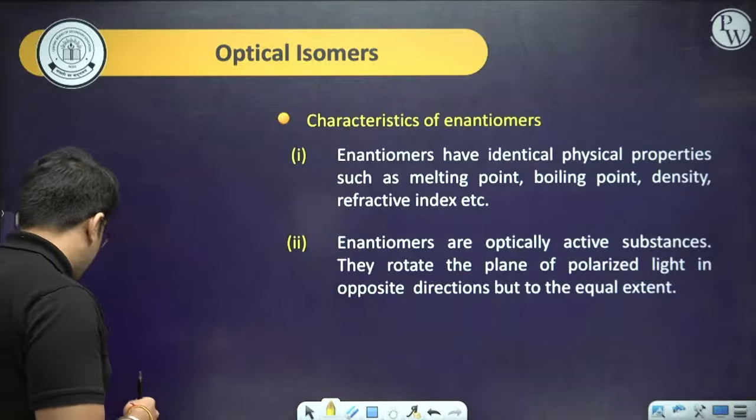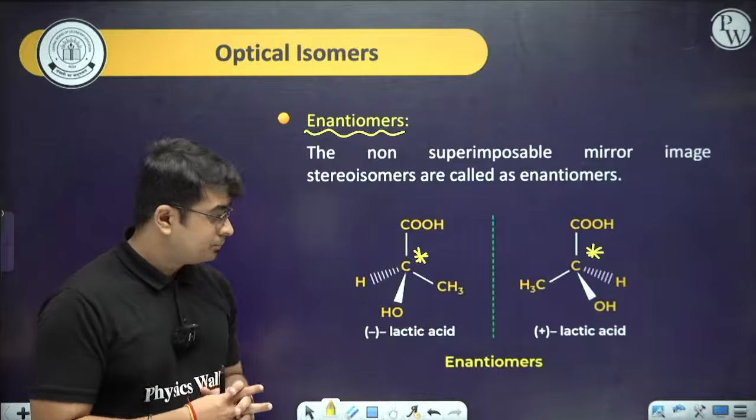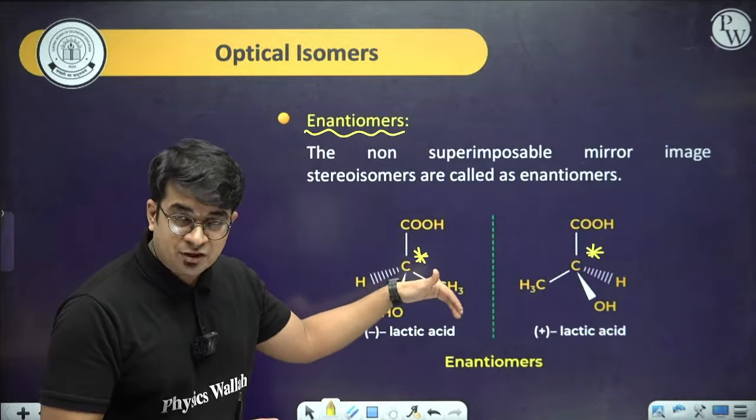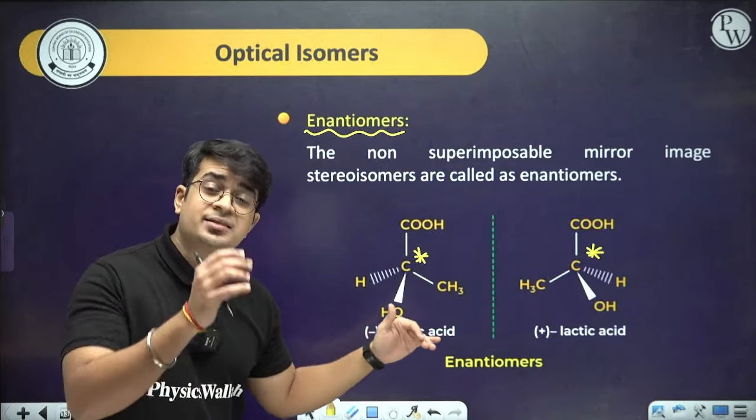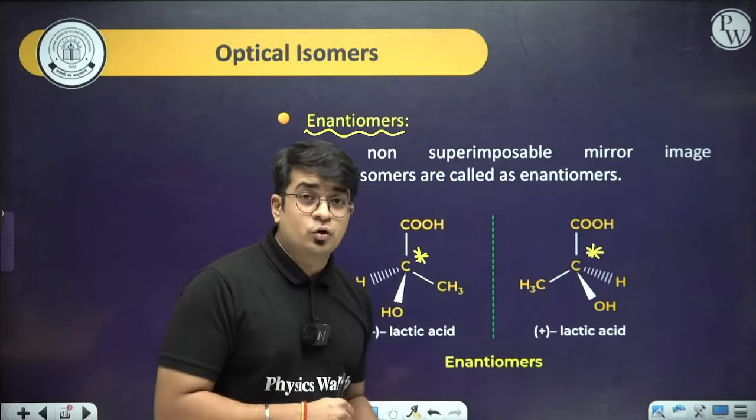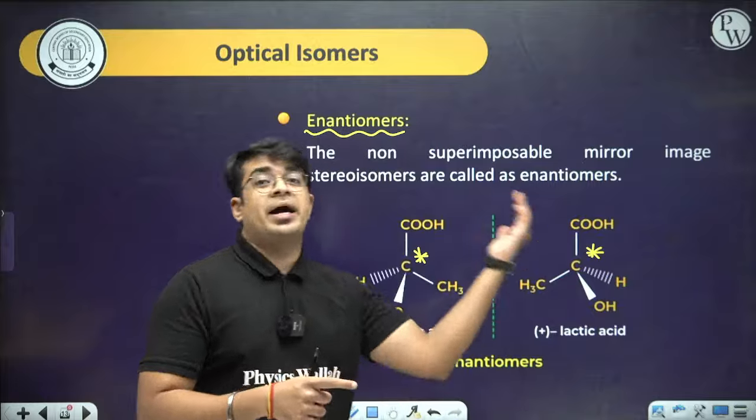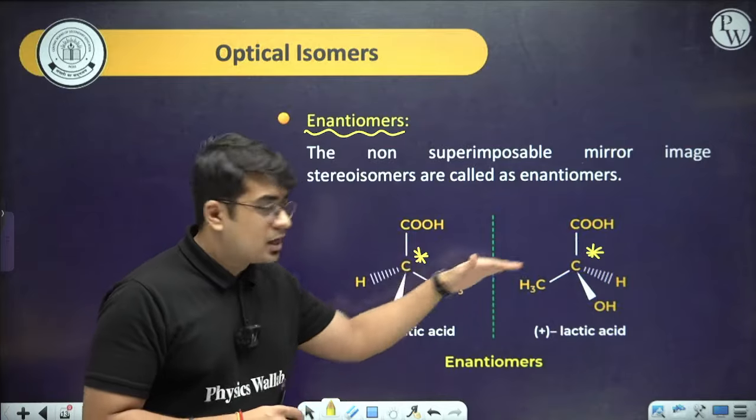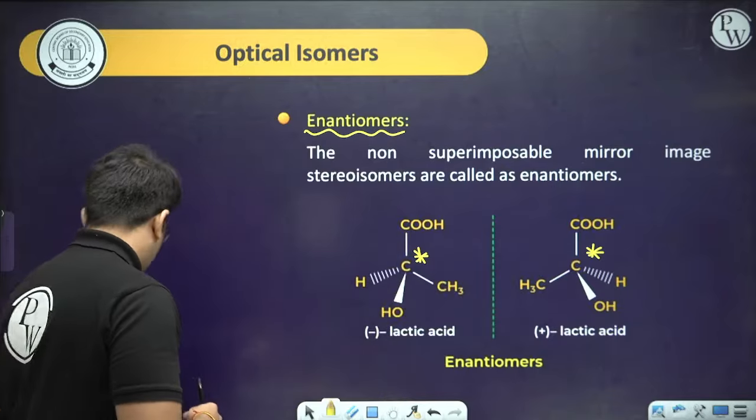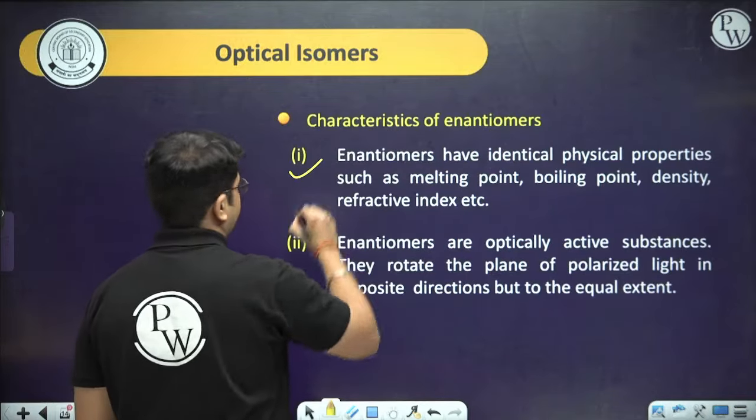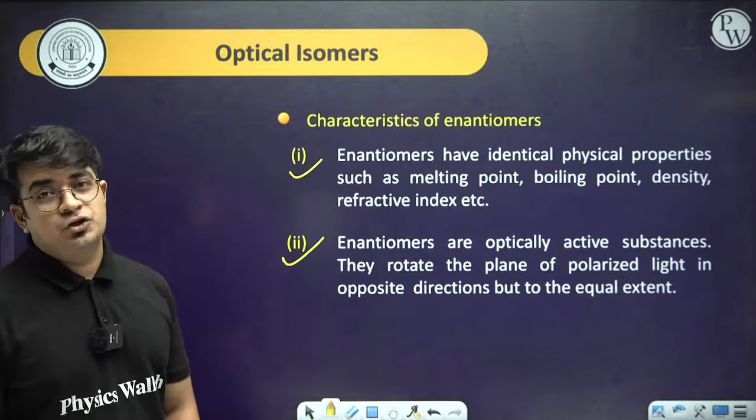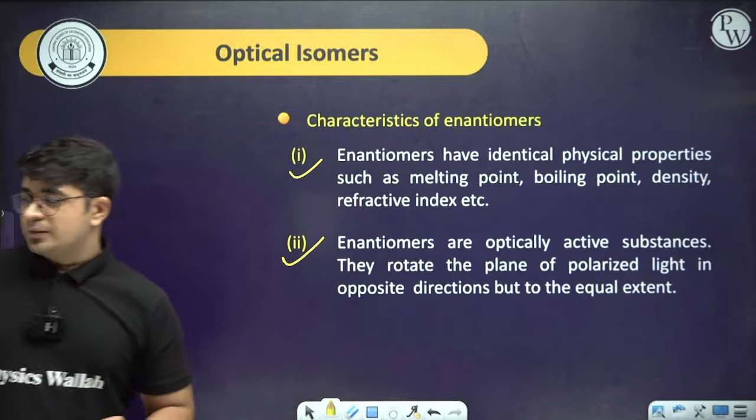If I talk about this example, let's say this is the example. If this entire part is rotating the plane of polarized light in the positive direction, and the angle of rotation in that case is, let's say, 70 degree, the second part is going to rotate the plane of polarized light by minus 70 degree. So the amount is going to remain the same, but one will be clockwise, one will be anti-clockwise. I hope this entire part is clear. These 2 points are related to the basic properties of enantiomers. Just have a look at it.